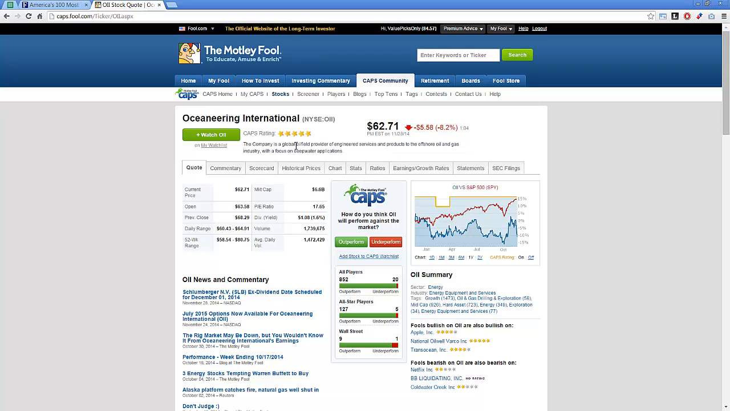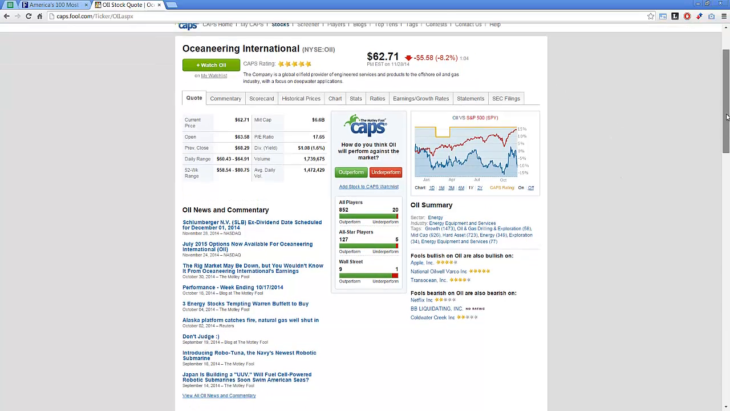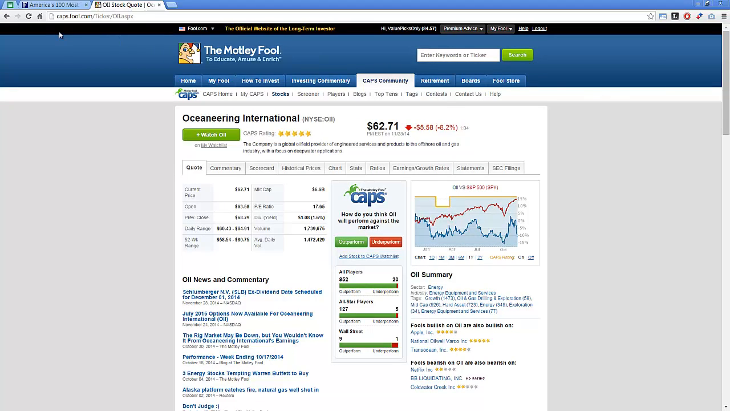It says that it's a global oil field provider, and they provide services and products for the oil and gas industry, and especially the deep water industry. So, okay, well, that's interesting. As you can see here, the red line is the S&P 500, and you see that Oceaneering International has underperformed over the last year. So let's see if we can figure out some more about this stock.